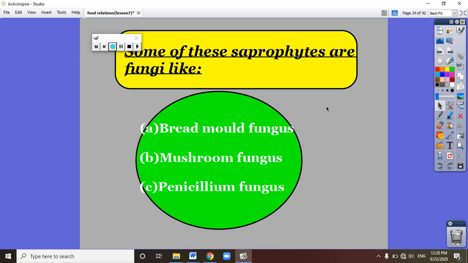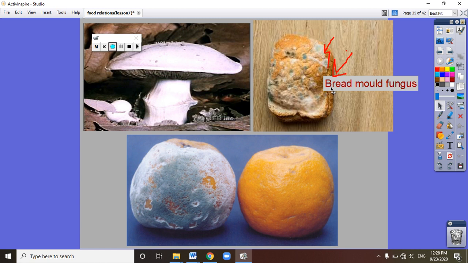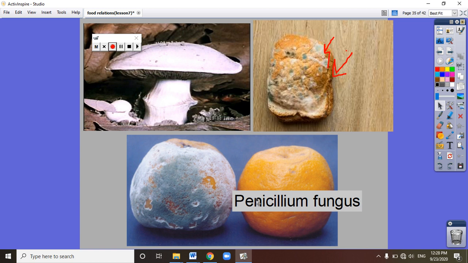So we have three living organisms of the saprophytes. Number one, bread mold fungus. Number two, mushroom fungus. Number three, penicillium fungus. That's the shape of the mushroom fungus. You know the mushroom, all of us eat the mushroom. And that's the bread mold fungus that forms on the bread. And that's the penicillium fungus. Penicillium fungus feeds on the orange. That's a normal orange, and that's an orange affected with the penicillium fungus.